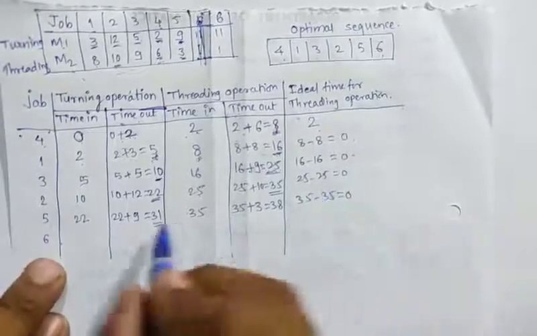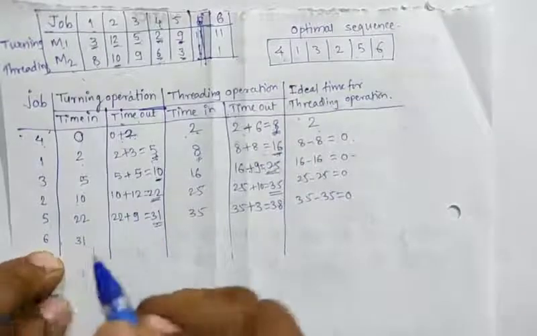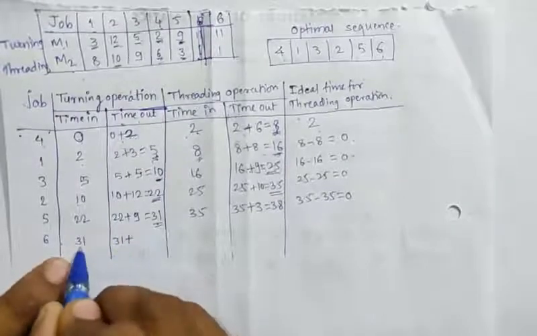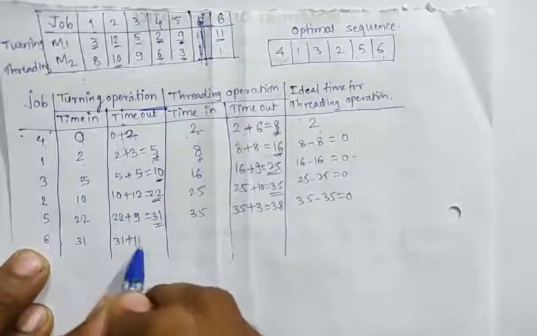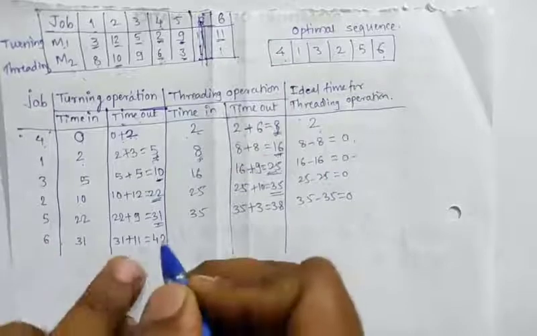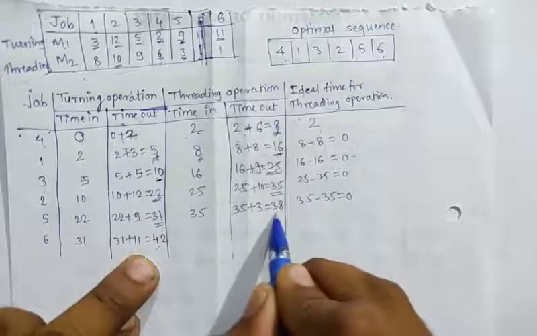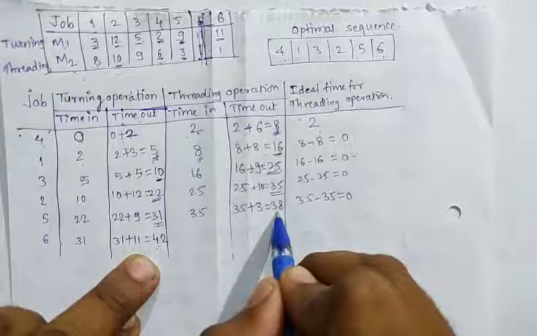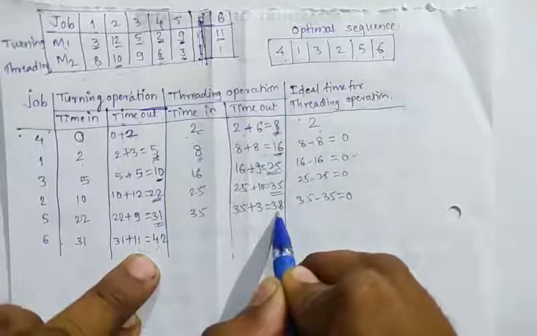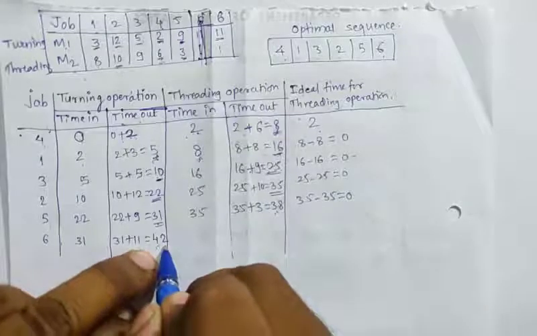Okay, next, the time out of the previous job is the time in of the next job, which is 31 again. So 31 plus, for the sixth job, the M1 machine has 11 minutes. So 31 plus 11 is equal to 42. What is the maximum between these two? 42 and 38. The second machine requires 38 minutes to complete this job, and the first machine requires 42 minutes to complete this job.